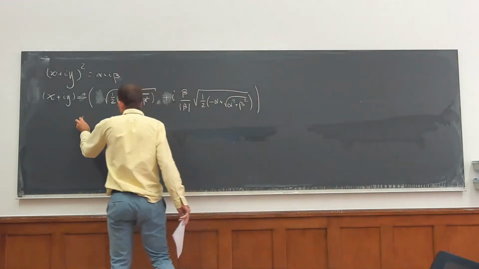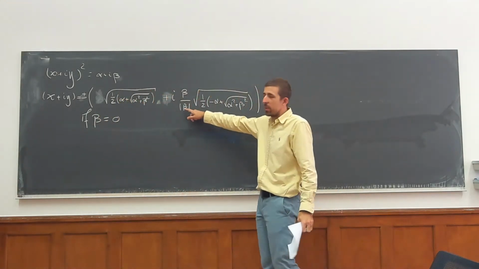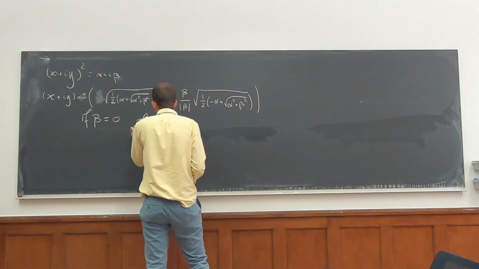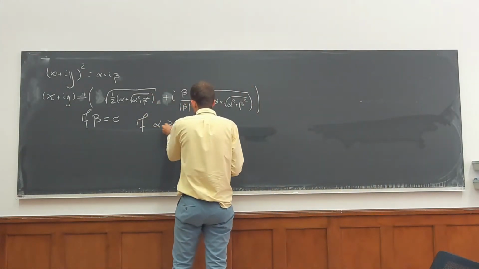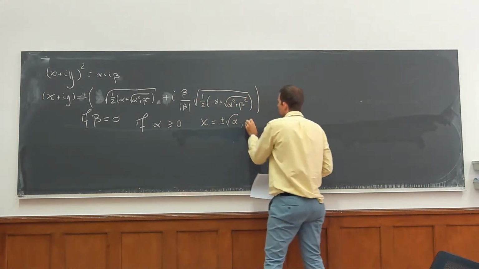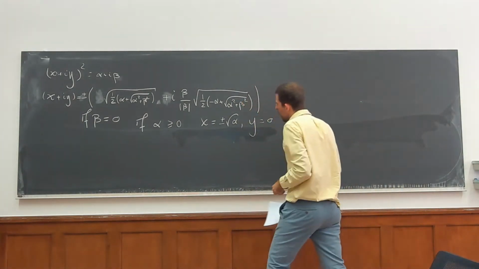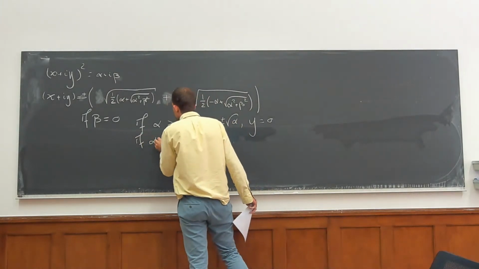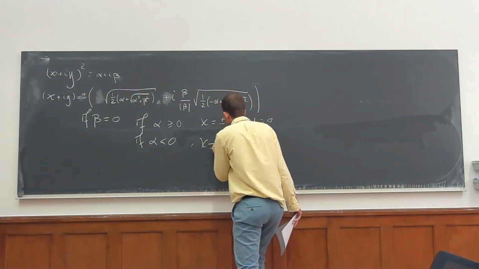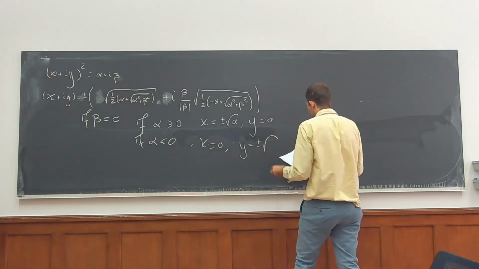And then if beta is 0, of course, there's trouble, as we saw before, and in particular you're dividing by 0 here, which is, of course, a bad idea. And in that case, we already saw this: if alpha is bigger or equal than 0, then x is equal to plus or minus square root of alpha, and y is 0. And if alpha is negative, then x is 0, and y is equal to plus or minus square root of minus alpha.